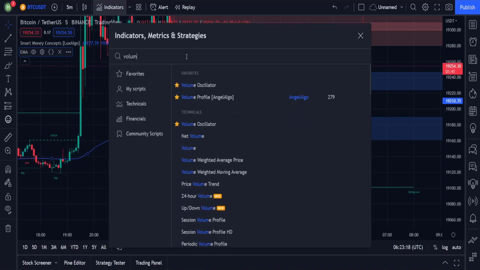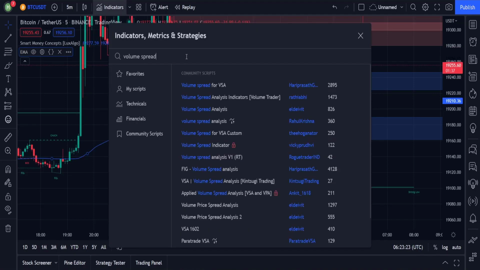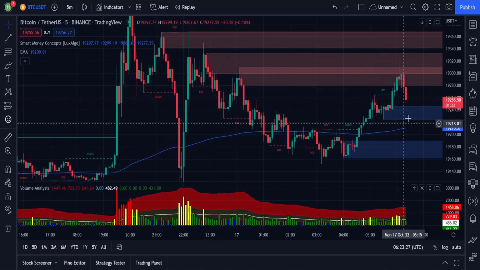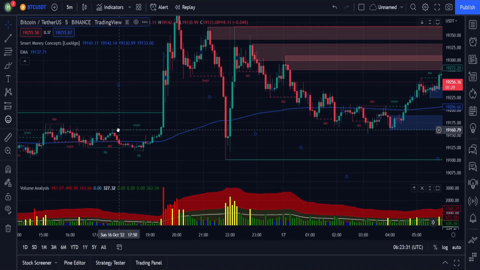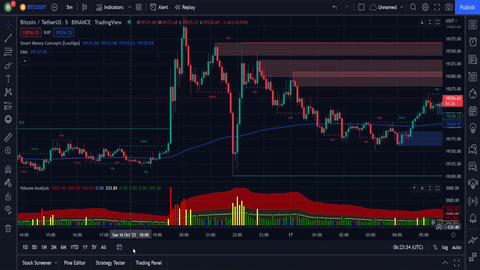For the second indicator, we will need to search for the volume spread for Visa and add this one. We're going to leave its settings on default. Now that our chart is complete, let's go through the rules for this strategy.